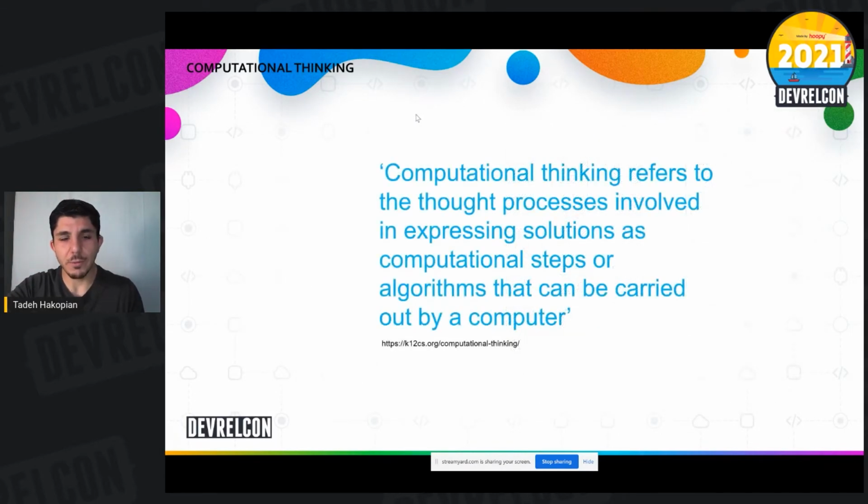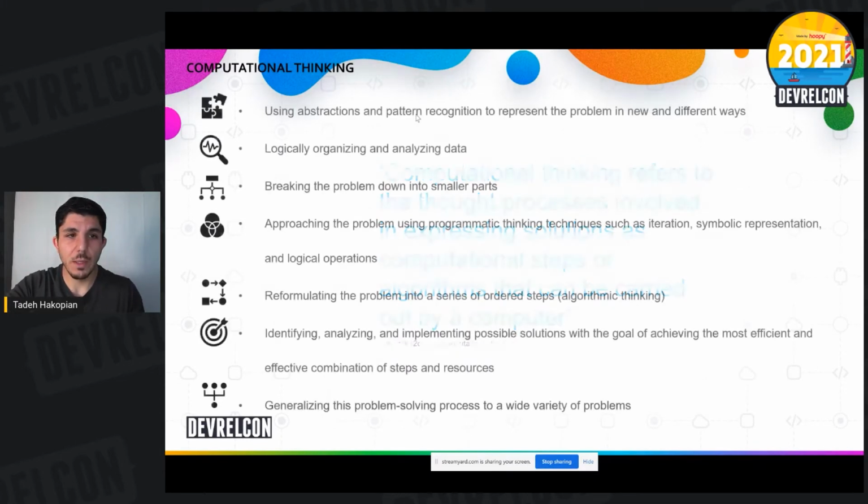And one way to refer to this is just computational thinking, which is expressing solutions as steps, like an algorithm that can be carried out by a computer or even a person. It's all just a process. And these are the main steps of computational thinking. Abstract a pattern to represent the problem in different ways. So you break the problem down and abstract it into a new way of thinking about it, a series of steps.